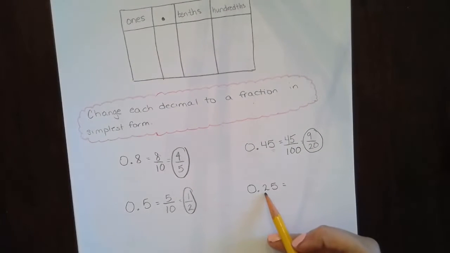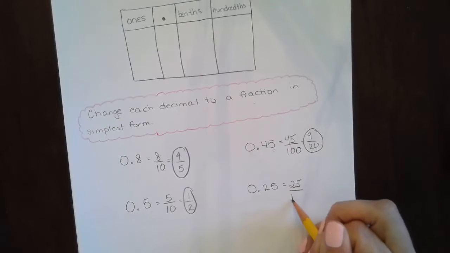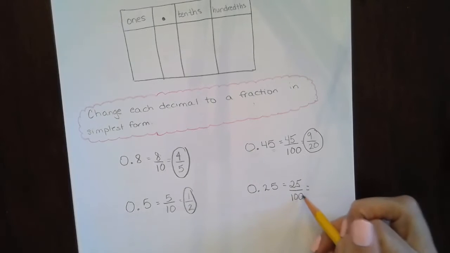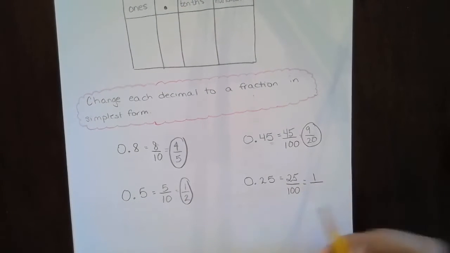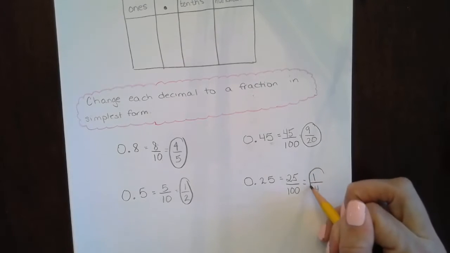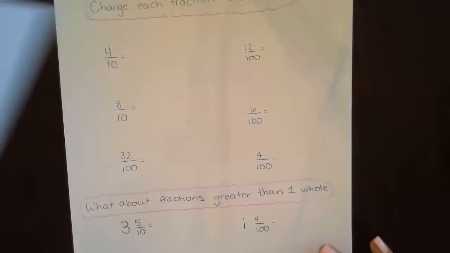Our next one, 25 hundredths, just like it sounds, is written as 25 over 100. Divide both by the greatest common factor, which is 25. 25 becomes 1, and 100 becomes 4. So 25 hundredths is the same as 1/4.